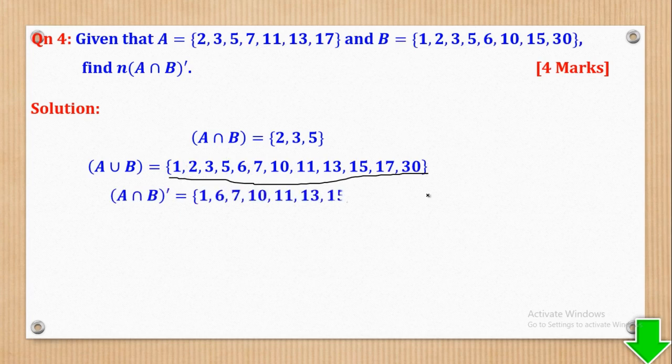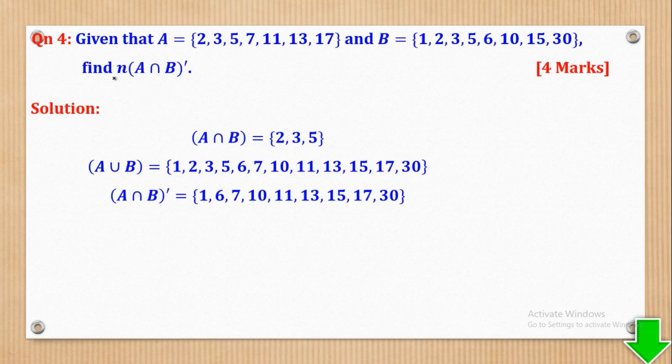Therefore, what does that mean? It means that A intersection B complement will be those which are in A union B but not in A intersection B. So when you do that, what you shall need to do is to remove this 2, remove this 3, and remove this 5. So the remaining members will be the members of A intersection B complement. So there is this 1, there is this 6, there is this 7, and all these values are also here. So with that we have listed the members in A intersection B complement.